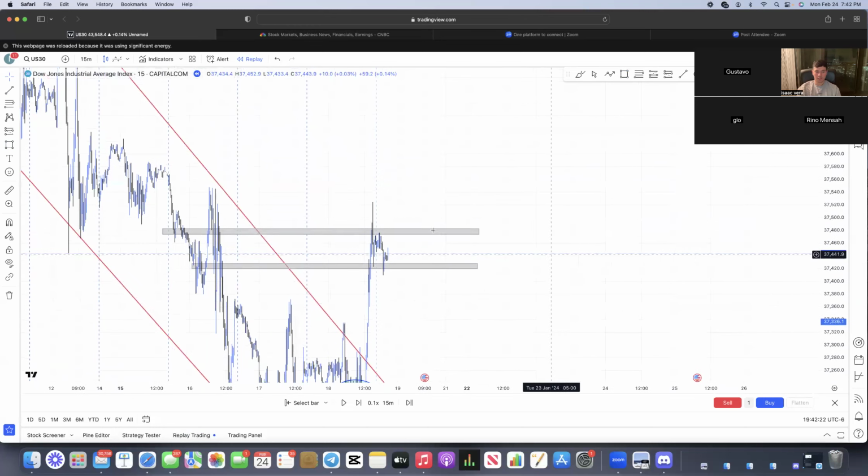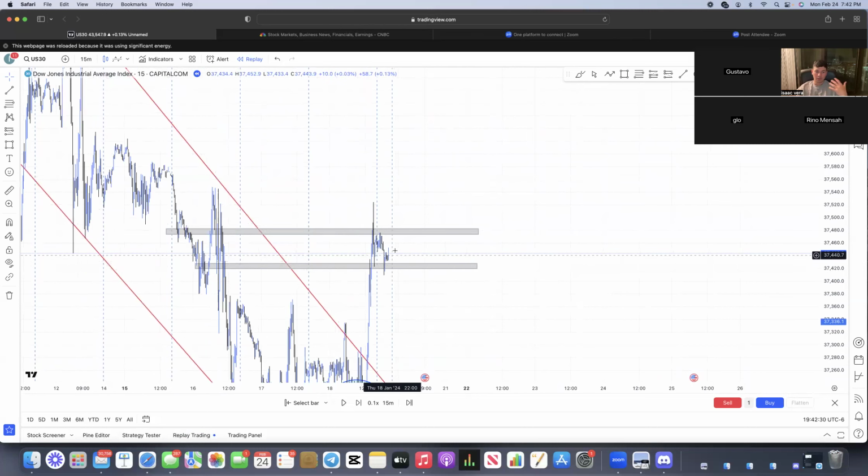Remember guys, you can never predict the market, you can always react to it. So what do I mean by reacting? If it breaks below, even though I have a bullish bias, I'm not gonna be ignorant and just take buys because my bias is obviously showing bullish. I have to react to what the market is giving me.